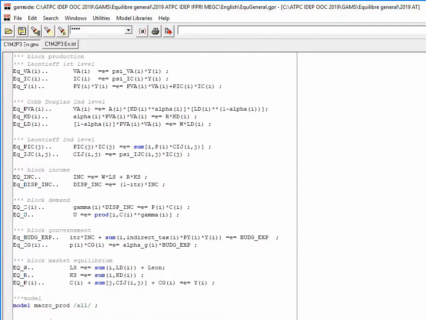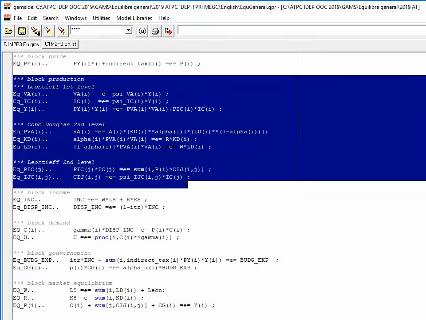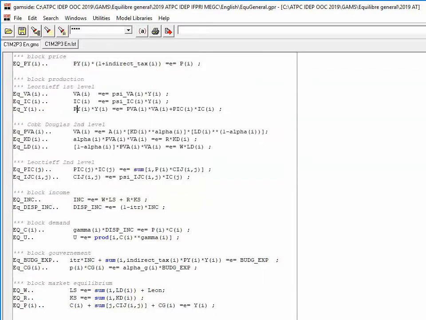Then we have the production block, and this block is not modified as compared to the previous model, except that I use producer price instead of a unique price, which was in the previous model not only the producer price but also the consumer price. So here you have to be careful and use the producer price.